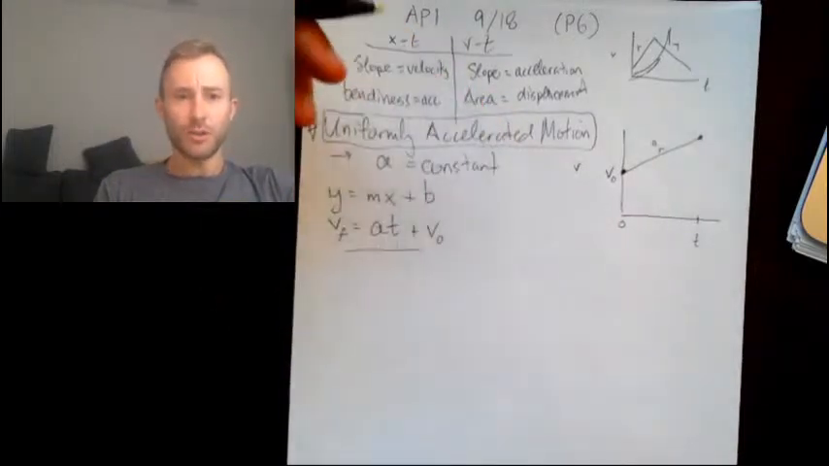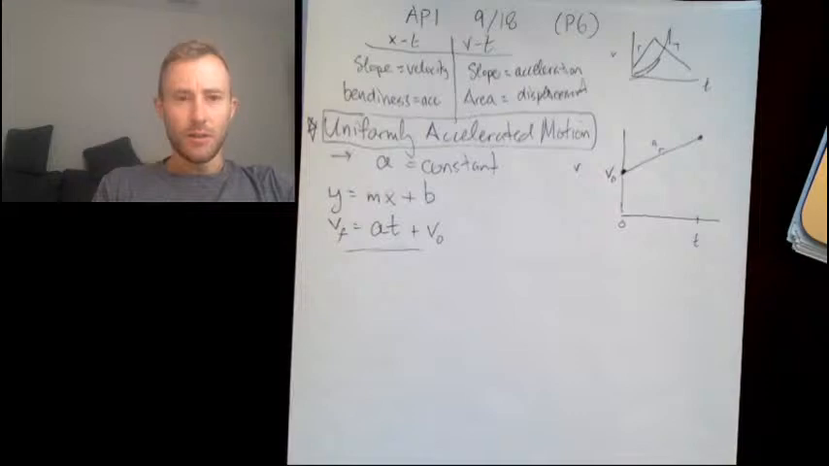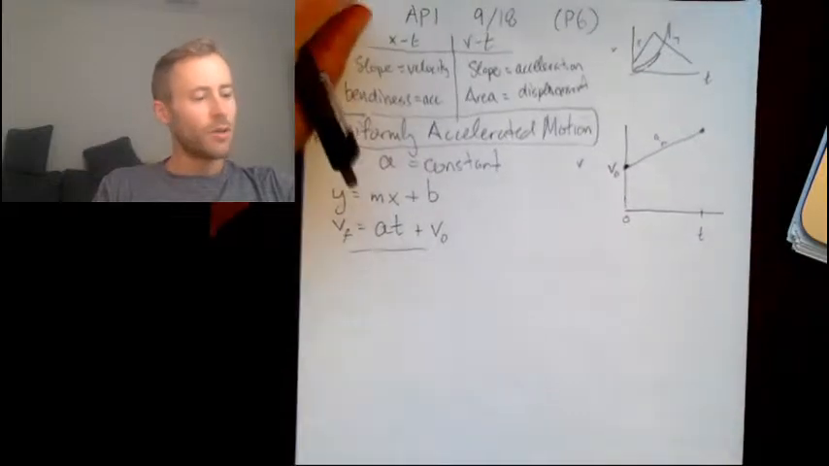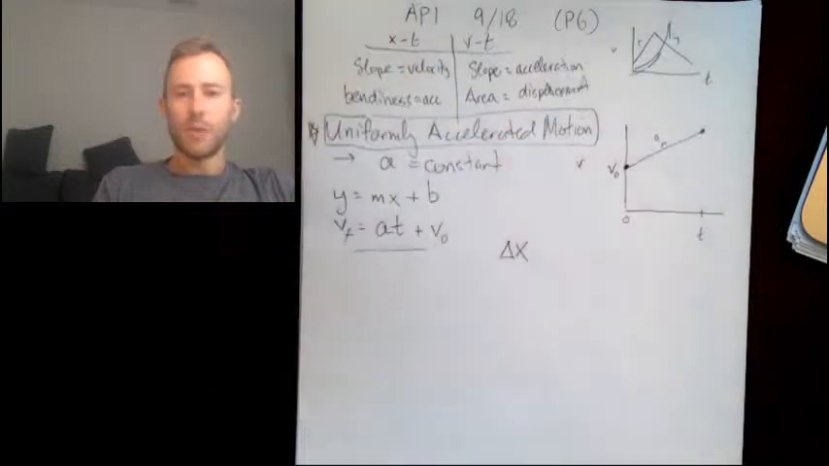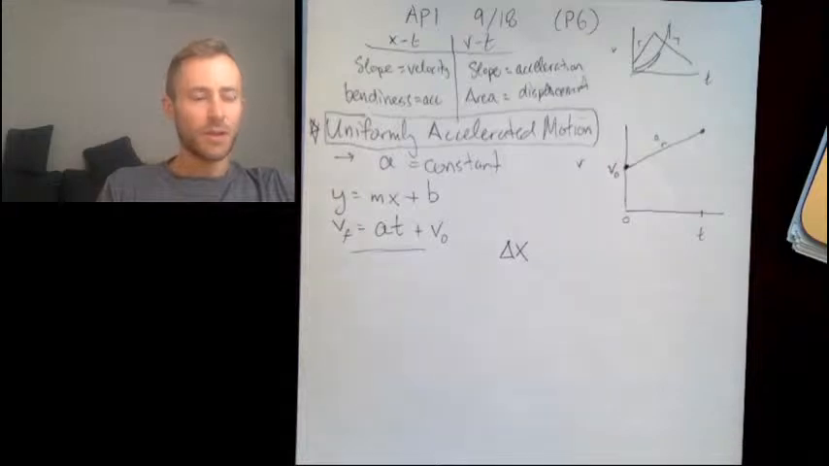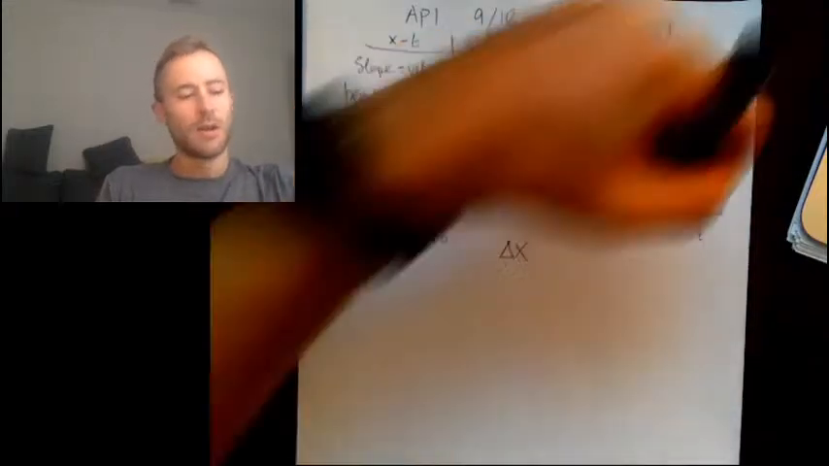The second equation of motion is an equation for the displacement. So who can remind me, how do we get the displacement from a velocity time graph? Type it into the live chat if you know.